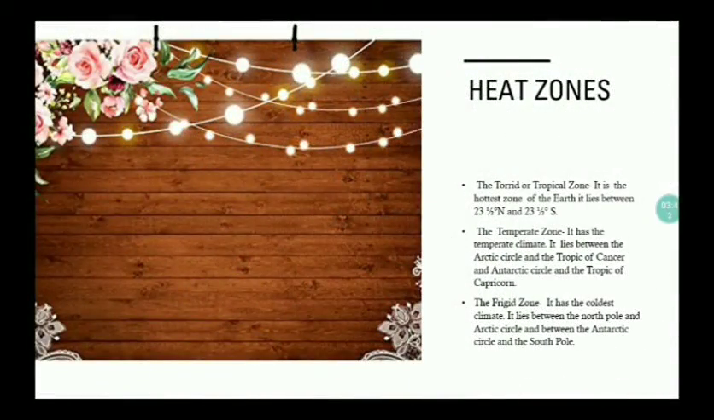Heat zones. The torrid or tropical zone. It is the hottest zone of the earth. It lies between 23.5 degree north and 23.5 degree south. The temperate zone. It has the temperate climate. It lies between the Arctic Circle and the Tropic of Cancer and Antarctic Circle and the Tropic of Capricorn. The frigid zone. It has the coldest climate. It lies between the North Pole and Arctic Circle and between the Antarctic Circle and the South Pole.